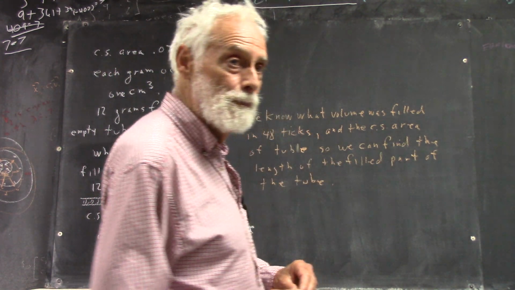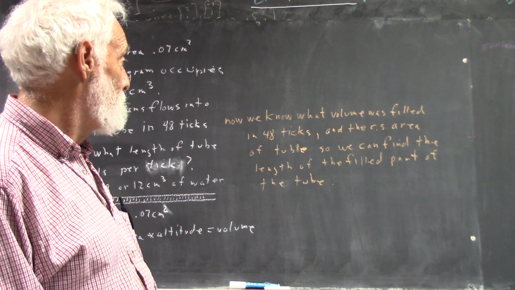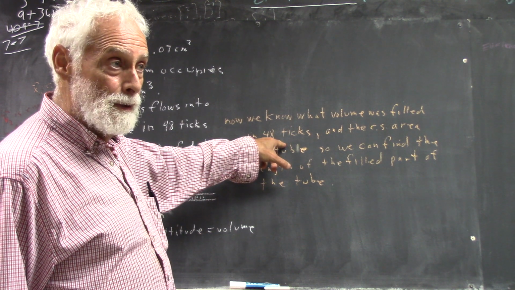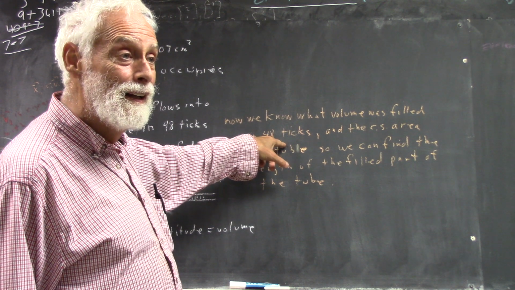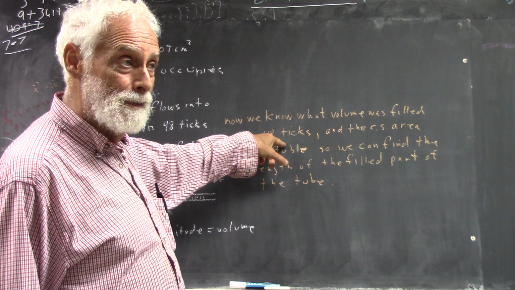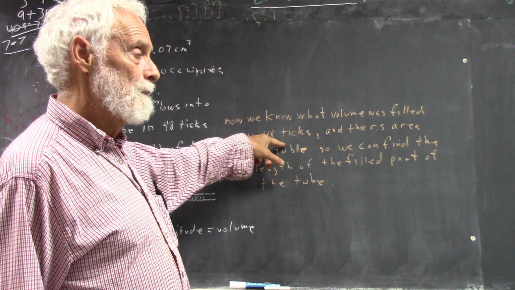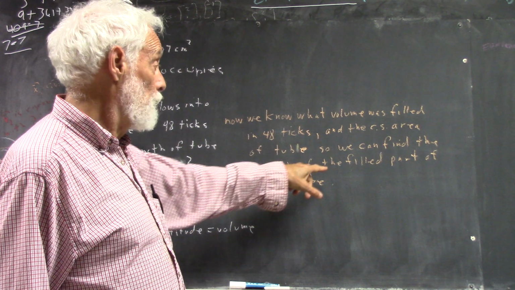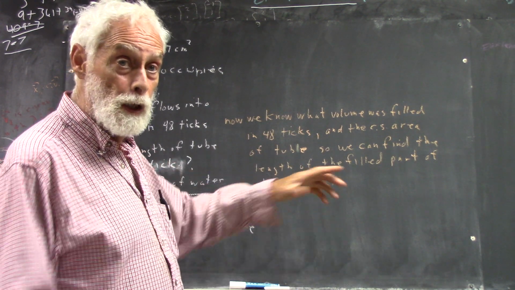Never mind, I don't know how you're doing it. I did it a different way. We know what volume is filled in 48 ticks. You have to divide. Divide what? The volume divided by the area. Yeah, if you divide the volume by the area, you get the length of the tube, right? So we're going to assume you've got the length of the water in the tube.